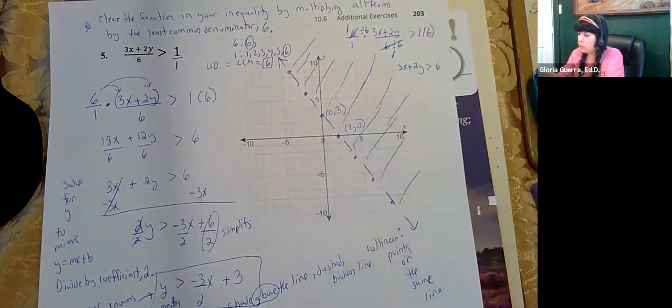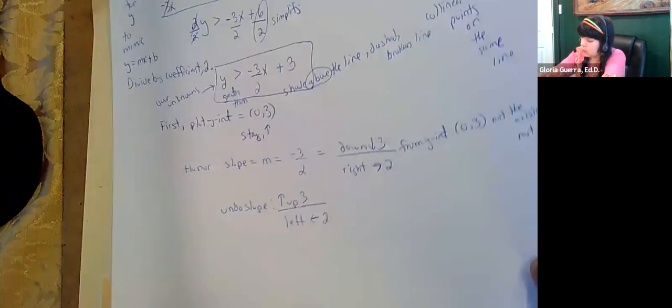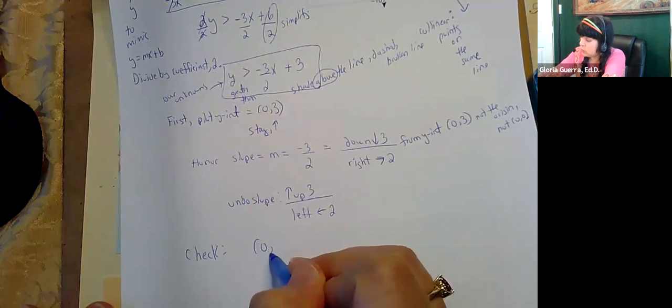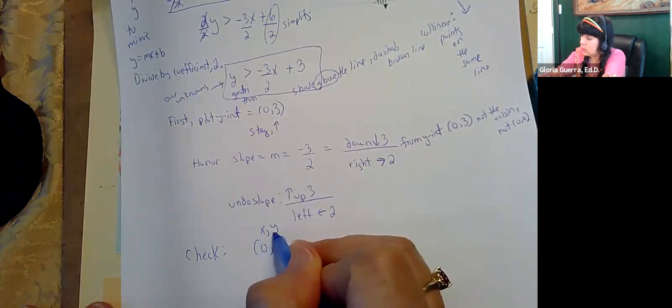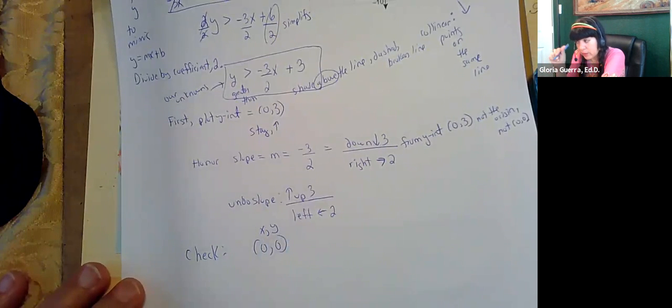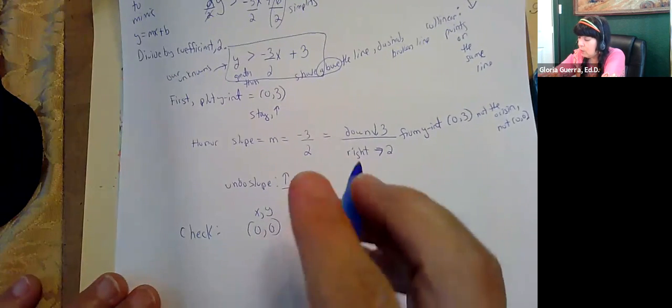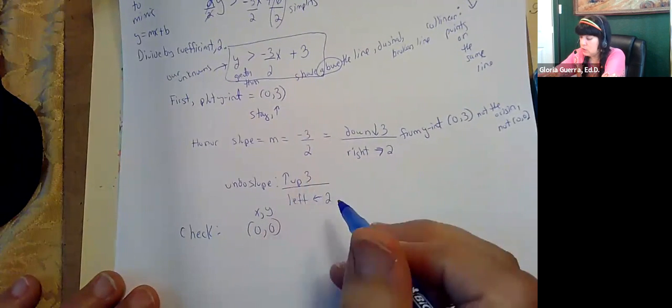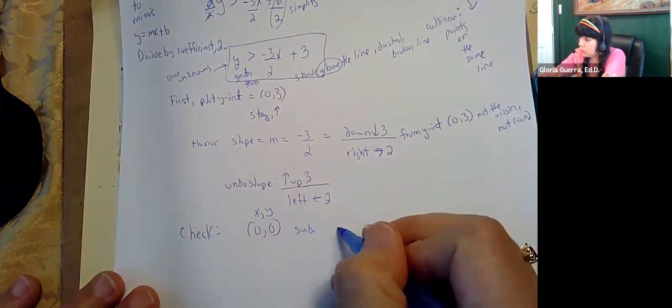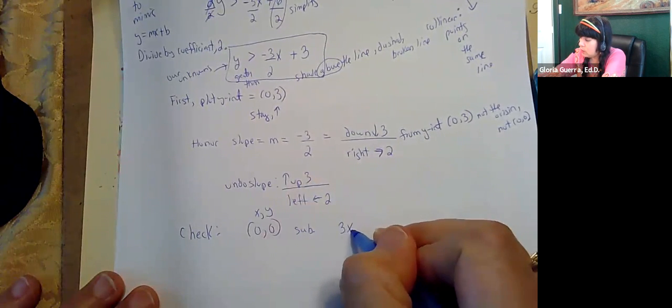We should do a little check. And if we want to use 0, 0, because it makes the math easier and it's not on the boundary line, so you can use it. But then just know you should be getting a false statement. And we're going to substitute it into the original inequality.